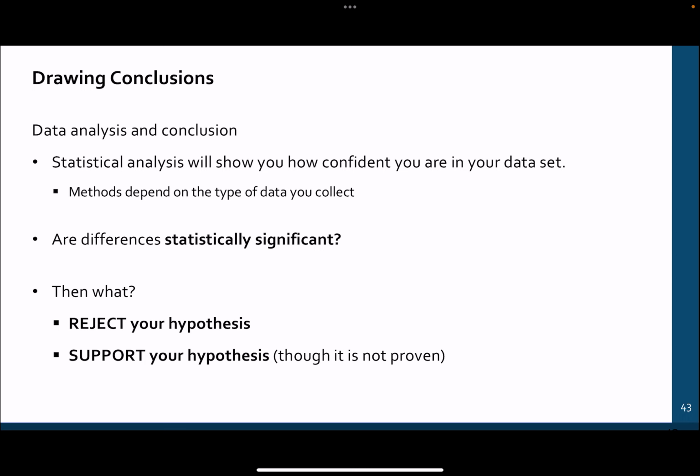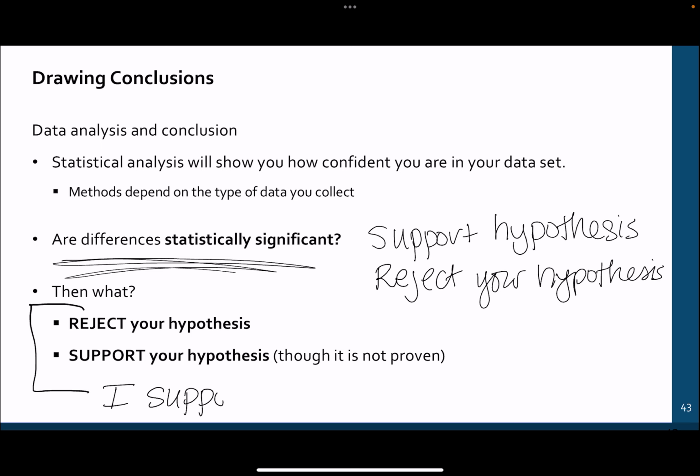So when you are writing out your conclusions, you always want to make that statement: I supported my hypothesis that... And then you're going to restate it, whatever that hypothesis was. So you want to make a very clear statement whether you have supported or rejected your hypothesis.